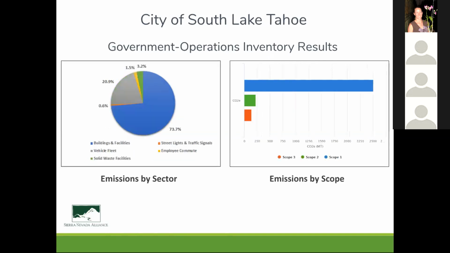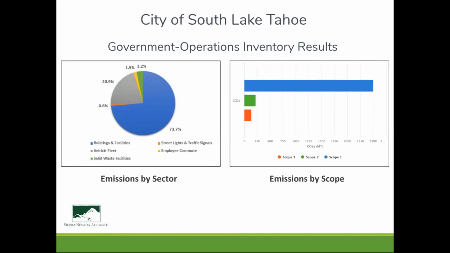We also wanted to show you the government operations inventory results, which we found had some interesting implications. You can see pretty quickly that the majority of emissions, nearly 75% of all of the emissions attributed to the city of South Lake Tahoe government, are coming from the buildings and facilities sector. This is closely followed by a little less than a quarter of emissions being attributed to their vehicle fleet. When we think about these results, they seem to make sense to us. The government has a lot of different buildings and facilities. They use a lot of electricity and power and energy, but they also have a pretty large construction vehicle fleet, as well as a large snow removal fleet for the city of South Lake Tahoe. So those make sense to us.